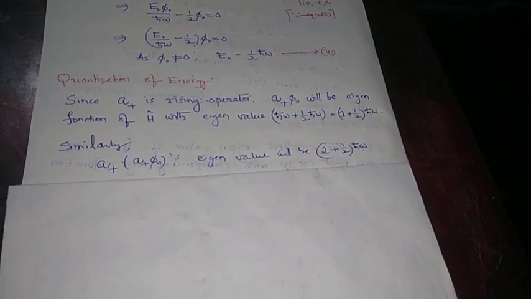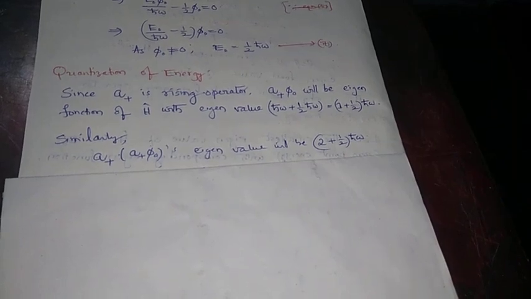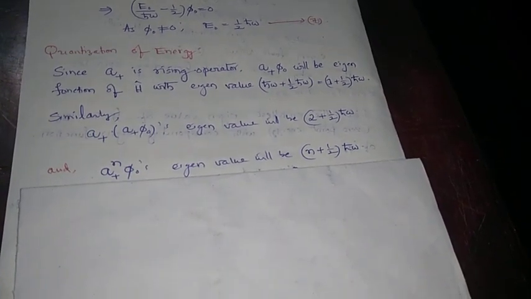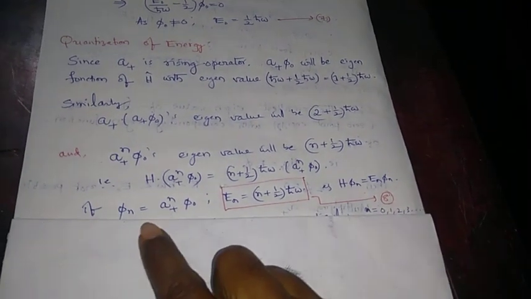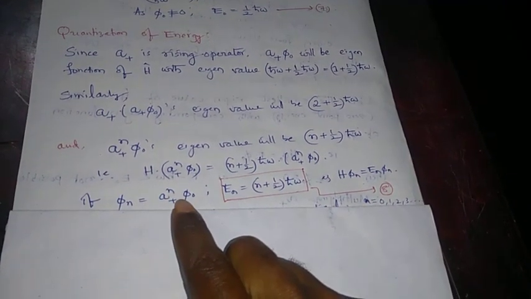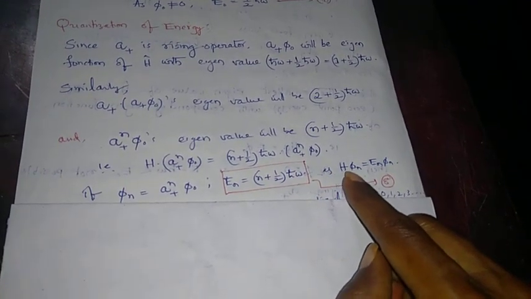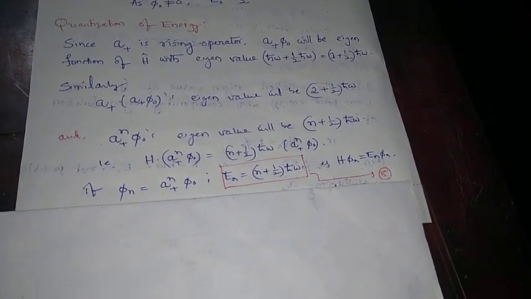And we can say that A plus into phi naught will be an eigenfunction of H with the corresponding eigenvalue of 3/2 ħω. And A plus raised to n into phi naught will be an eigenfunction of H with eigenvalue (n plus half) ħω. And if you call phi n as A plus raised to n into phi naught, and if you consider this expression that H acting on phi n should give you En into phi n, then we can say that En is (n plus half) ħω, which we call equation number 8.